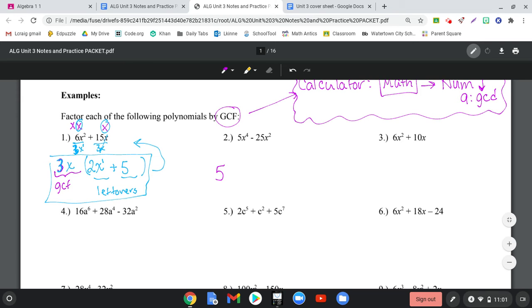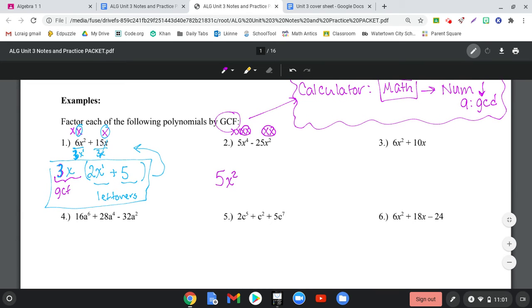All right, now for your x's, you have 4 x's here and 2 x's here. How many x's do they have in common? What is the least amount that you can take out of both? This has 2. So that's going to be our GCF. You can take both numbers are divisible by 5, and you can take 2 x's out. So again, that's your GCF.